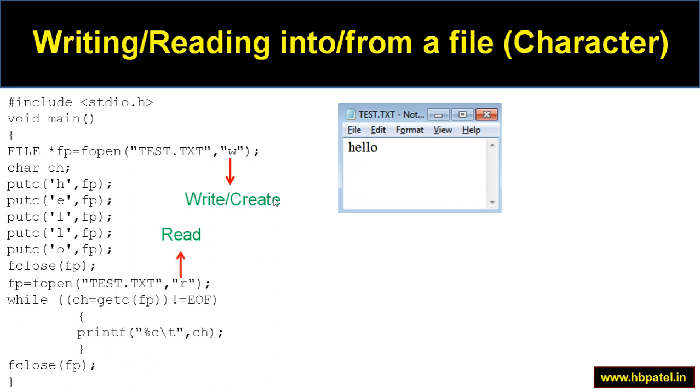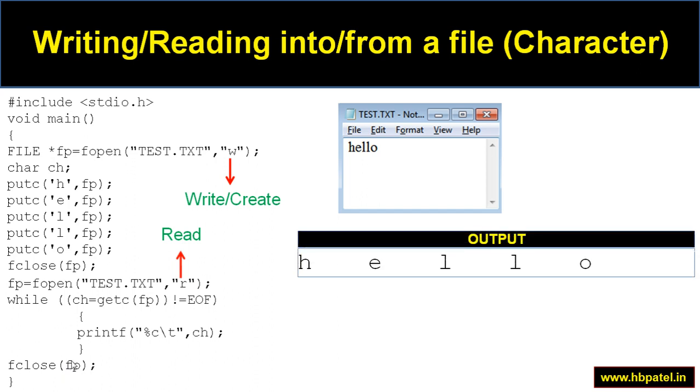Ch is h. Then next time e, then l, then l, then o. So I'll have hello in the output, and after o, the character I'm going to read will be EOF, end of file. So EOF is not equal to EOF is false, and it will come out and close the file. By that time you'll have hello in the output. Now the next part is about how you cannot write putc 5, 10, 15 times. For that you need to write a loop, rather than having separate putc. Let us see how.